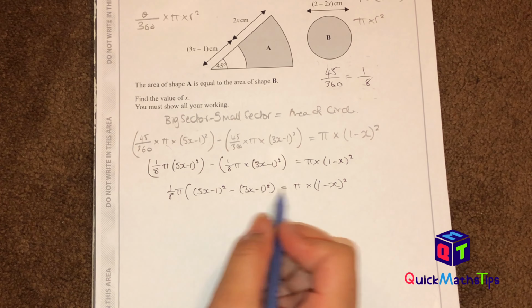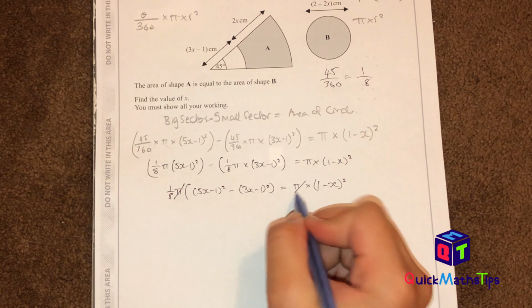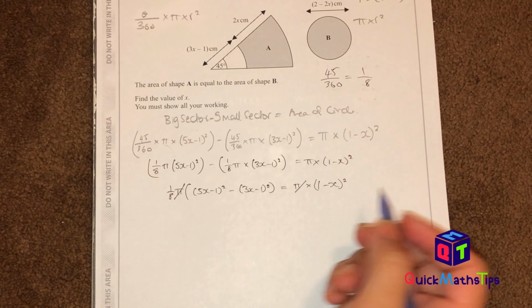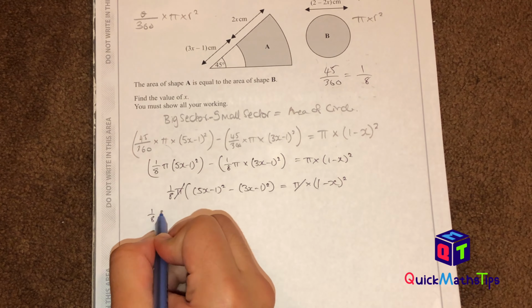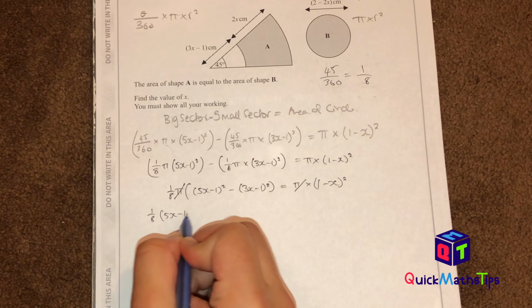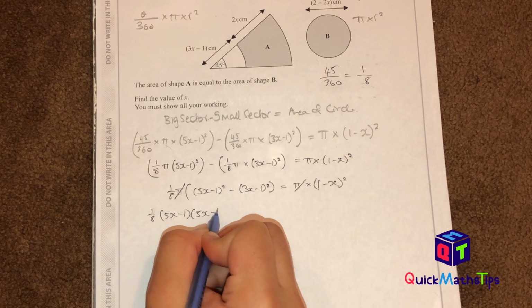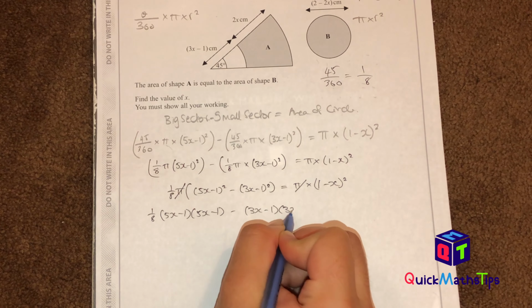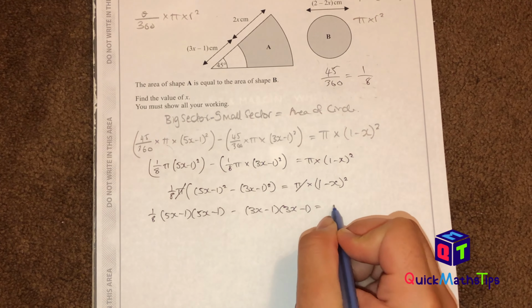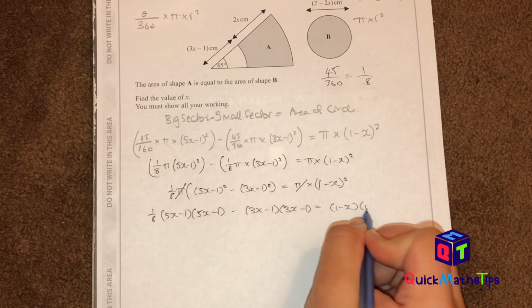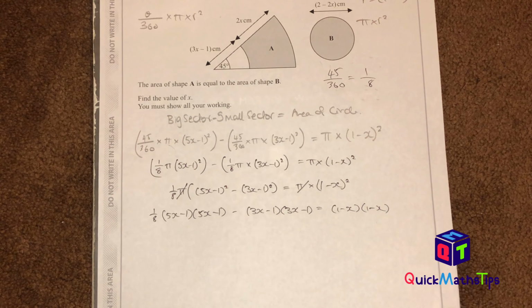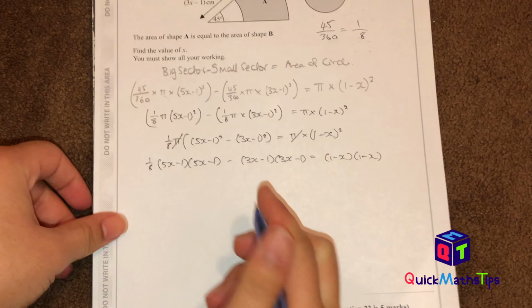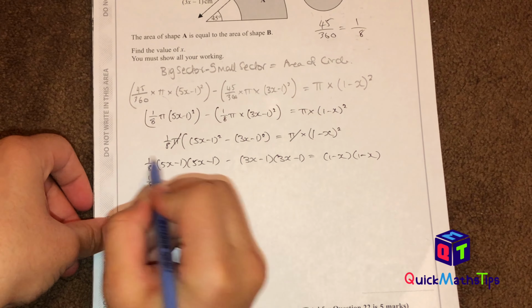Now, I can divide by pi on both sides, which means they cancel out. Now let's expand our brackets. So we've got (5x minus 1)(5x minus 1), minus (3x minus 1)(3x minus 1), equals 1 minus x multiplied by 1 minus x. Let's expand everything out. So ignore the 1/8 for now.